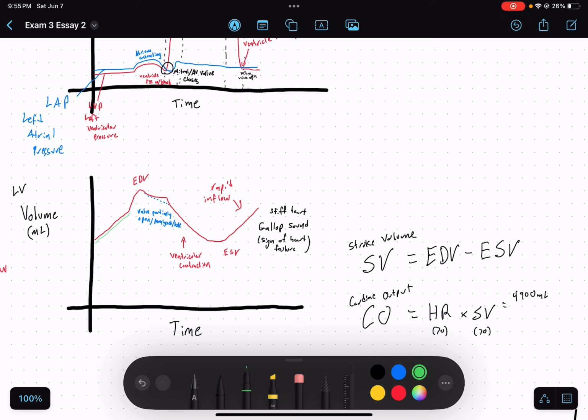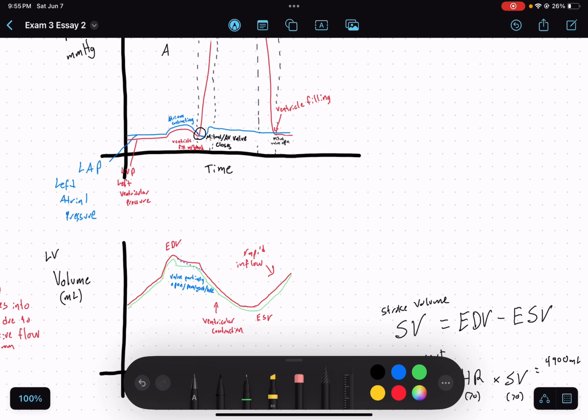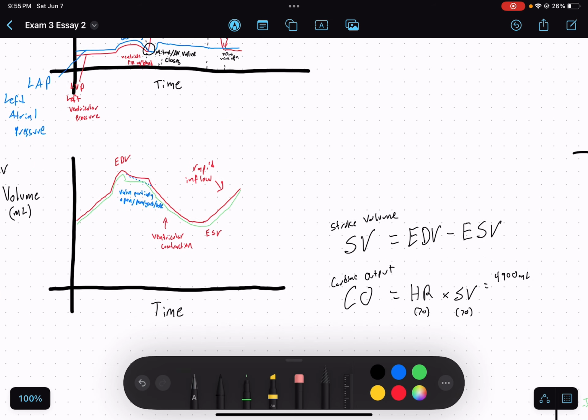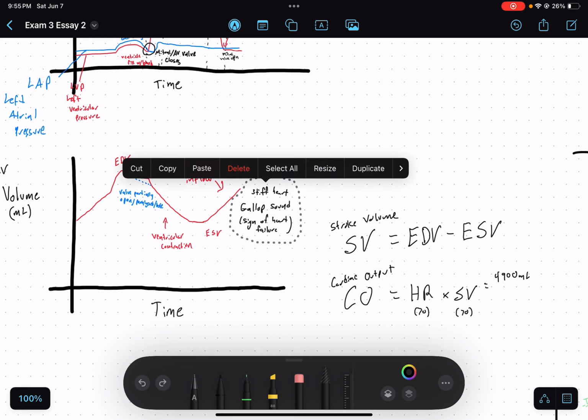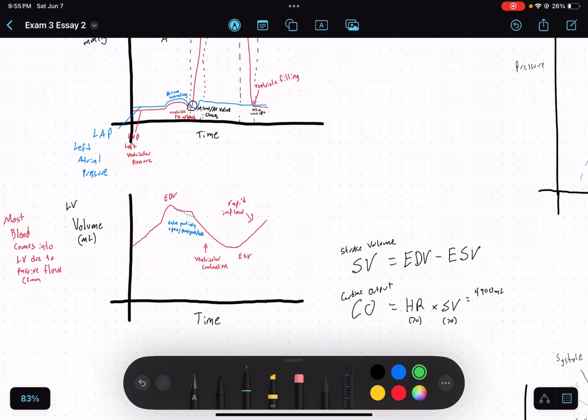But then it gets the last 20 to 30% from the atrium, and then it starts to lose its blood after the ventricles contract, and then we have that inflow again, where the ventricles start filling up again.